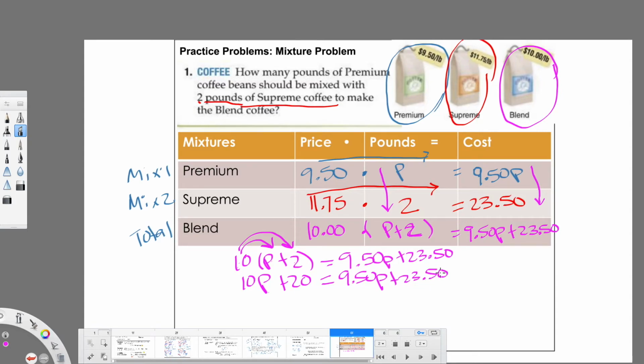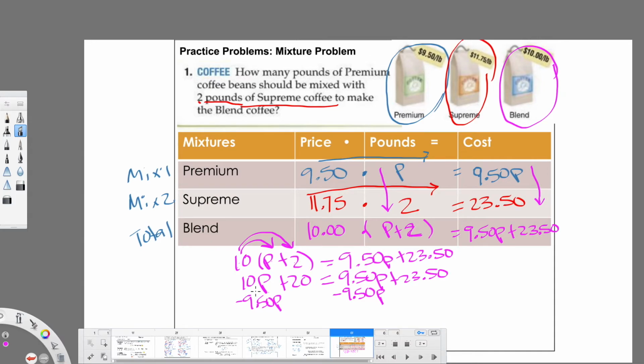Okay. So now I want to start consolidating this a little bit. I have a variable on both sides. I have a constant on both sides, because here's my variable on both sides. Here's my constant on both sides. I need to start bringing these like terms together so that I can get p all by itself. So first, I'm going to do this one. And I like doing this one because when I subtract 9.50p over to this side, I'm going to end up with a positive number. So it's just preference.